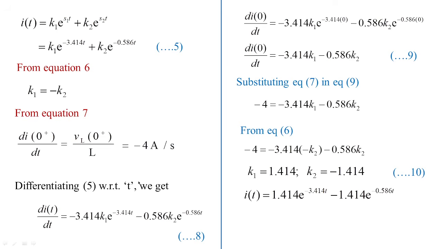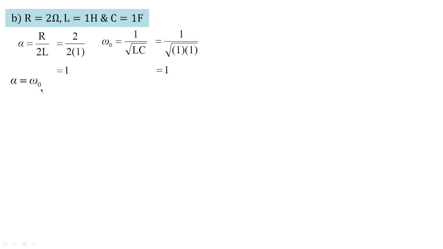Let's go with case B, that is R is 2 ohms as it is, inductor value is 1 Henry, capacitor value is 1 Farad. So we are going to sort out this problem in the same way. Let us calculate the value of alpha. Alpha is equal to R by 2L. So 2 by 2 will give you the value as 1. So alpha value is 1. And omega naught is equal to 1 by root LC, whose value is 1. So here clearly alpha is equal to omega naught. Hence the solution is critically damped.